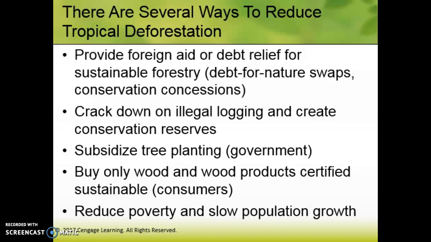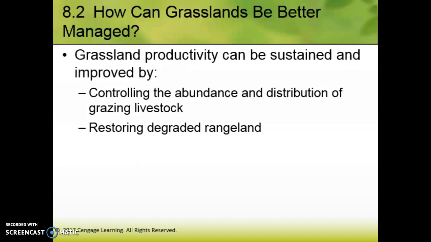You can crack down on illegal logging, create conservation reserves like we saw in Costa Rica, subsidize tree planting. That obviously is a governmental kind of a thing. As consumers, we can buy only wood and wood products that are certified sustainable, like I do. And then we can reduce poverty and slow population growth. Those things contribute, of course, to deforestation.